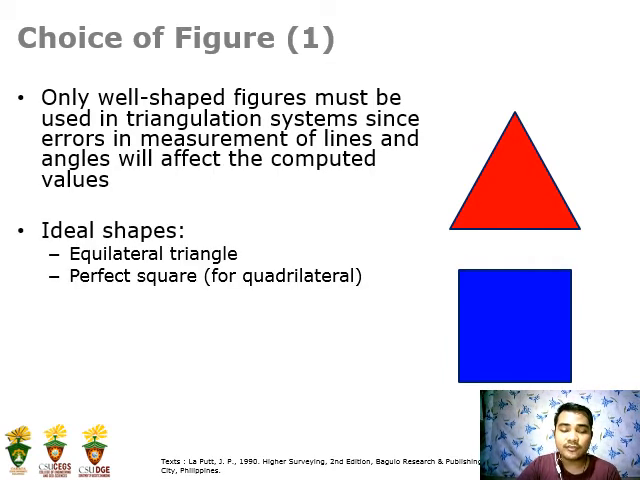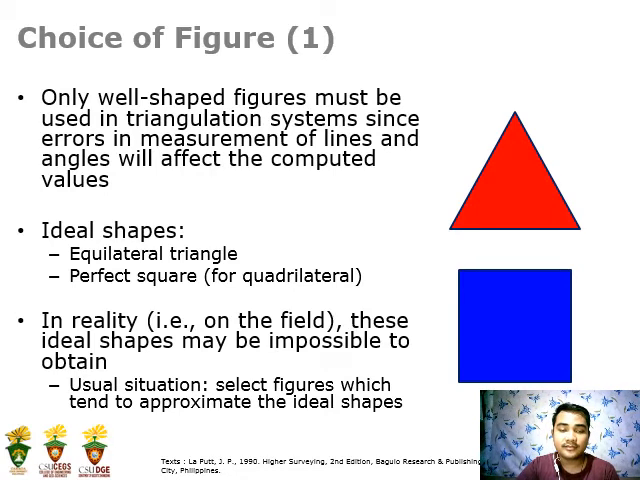And it introduces two ideal shapes here. An equilateral triangle for a chain of triangles, and a perfect square for a chain of quadrilaterals. Again, your accuracy depends on, or it will really affect, your computed values depending on which figure you choose, for example the error generated during field measurements. As much as possible, for a chain of triangles you should achieve equilateral triangles, and for a chain of quadrilaterals it should be a perfect square.